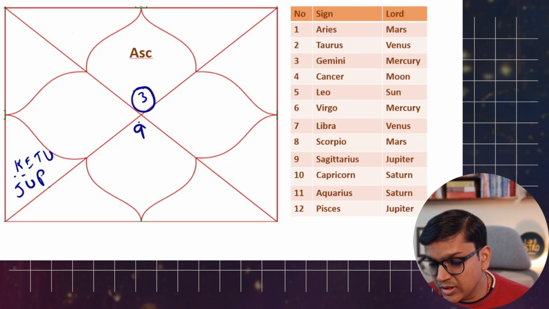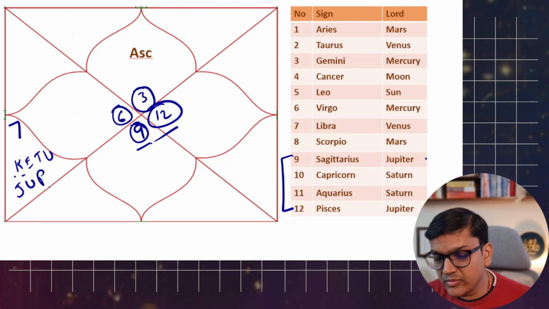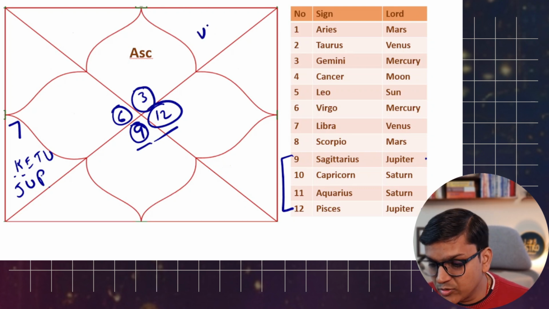So here the number would be 9. Here the number would be 6 and here the number would be 12. And 9 and 12, if you see, these two numbers are owned by planet Jupiter. So here Ketu is sitting in number 7, and suppose Venus is sitting in some negative place, or it's not in a good state right now. So here suppose Venus is sitting in the 12th house.